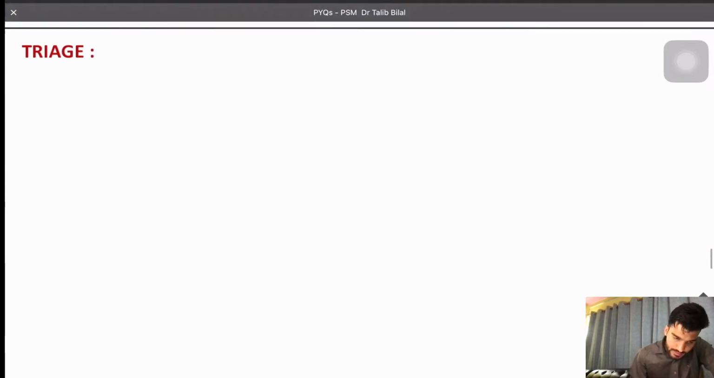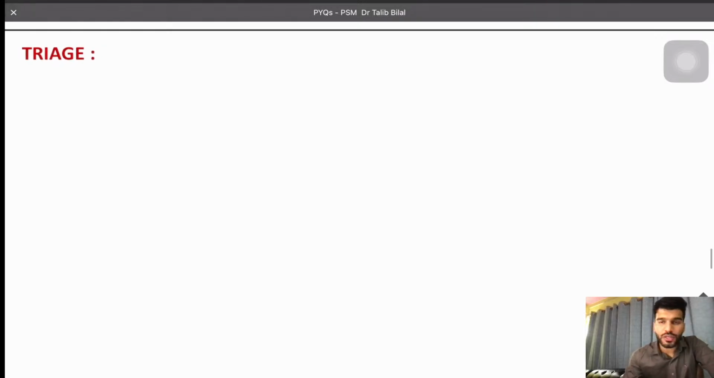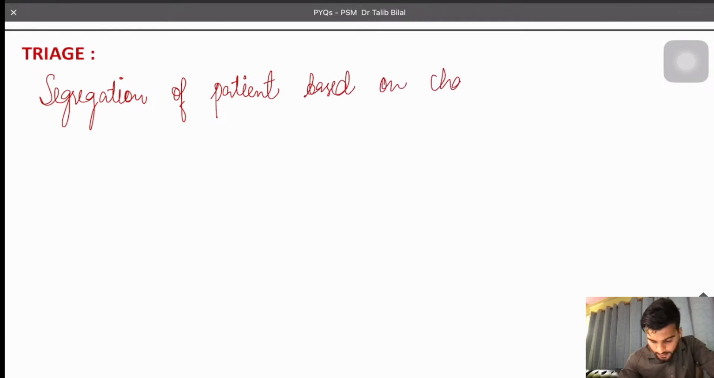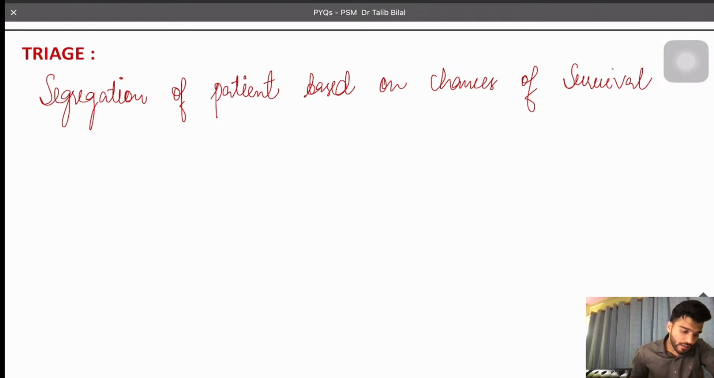Okay, so let's discuss triage, guys. It's segregation of the patient based on the chances of survival. Segregation of patients based on chances of survival.